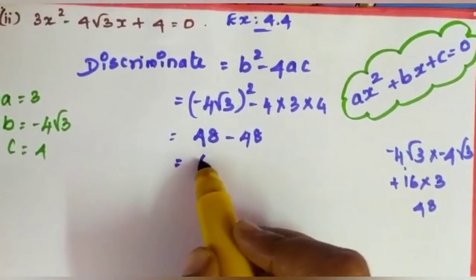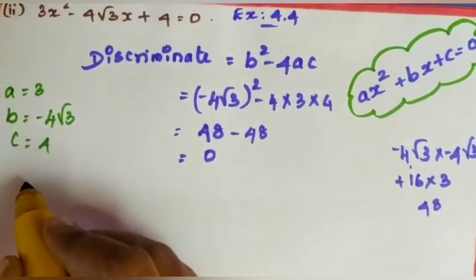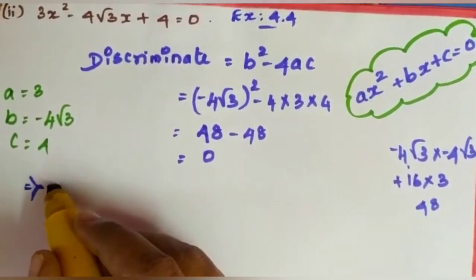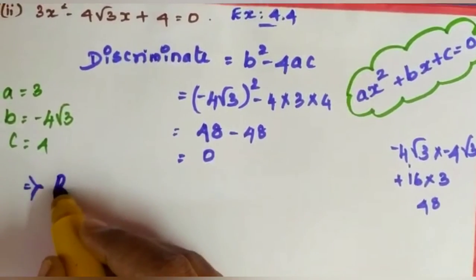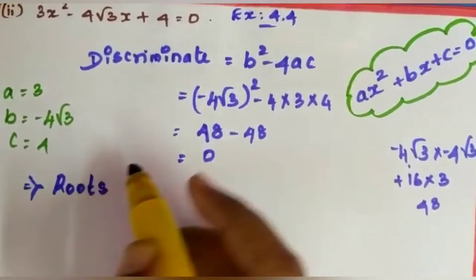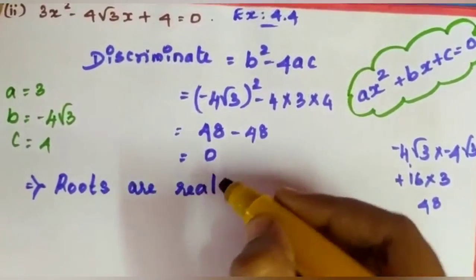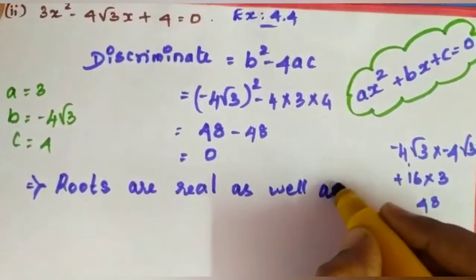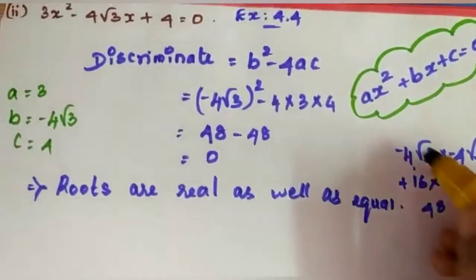So you got 0. If you got 0, the roots will be equal. Clear? If it is 0, your roots will be equal. The roots are real as well as equal. Clear all of you? Real and equal.